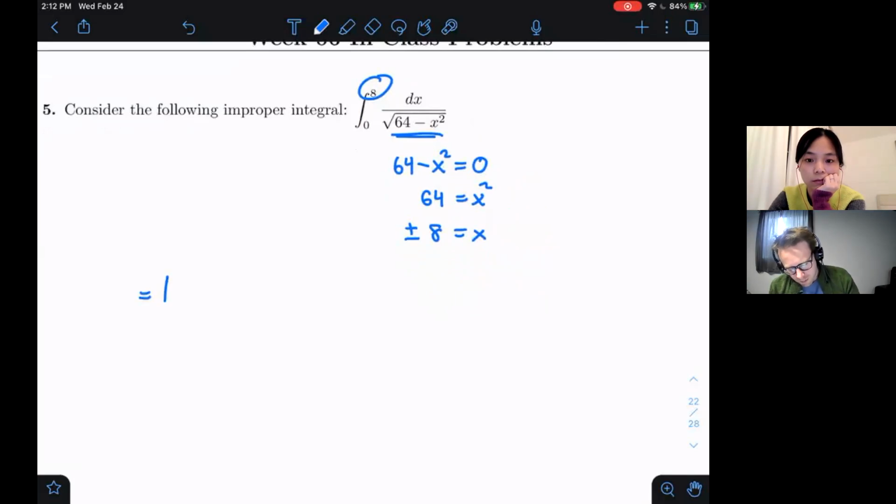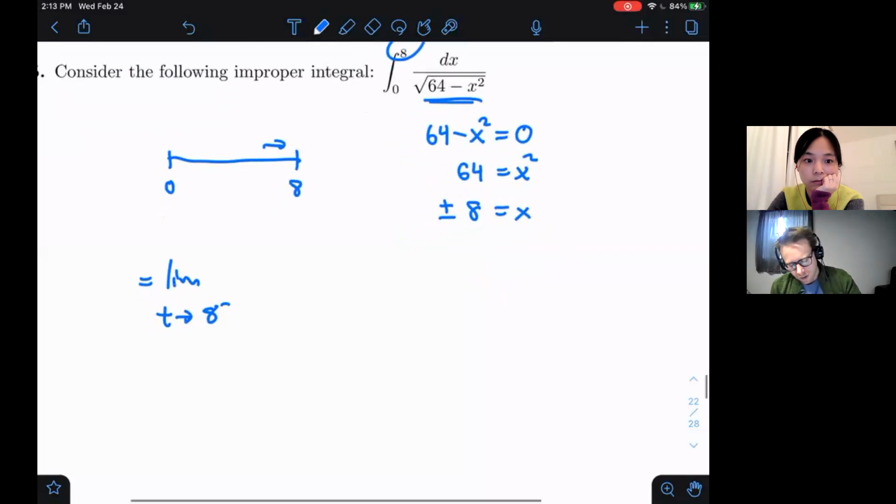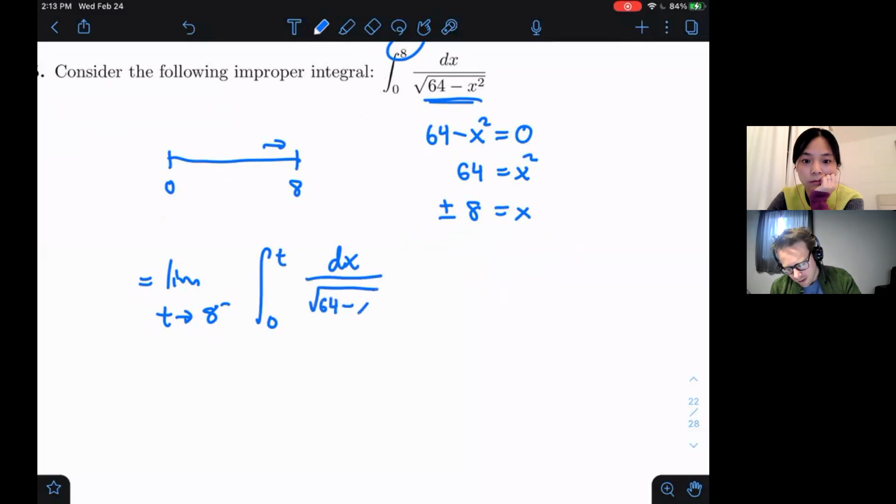Let's go ahead and set this up. We're going to do the limit as t approaches 8. Notice that because our interval is from 0 to 8, you're approaching 8 from the left. So it's 8 from the left. Then we're going to do the integral from 0 to t of dx divided by the square root of 64 minus x squared.